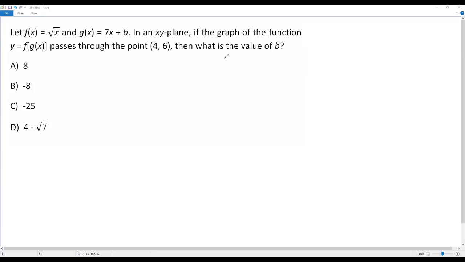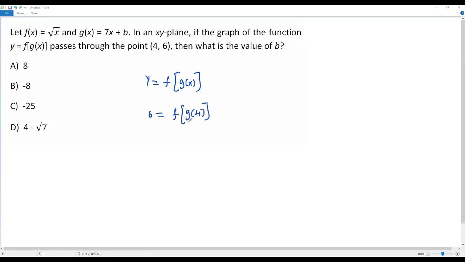Okay, using the given information, we have to find the value of the constant b in the function g(x). Let me take this function, y = f(g(x)). The question says the graph of this function passes through the point (4, 6). Since it passes through this point, we can plug in the x-coordinate 4 for x and the y-coordinate 6 for y. Then we get 6 = f(g(4)).